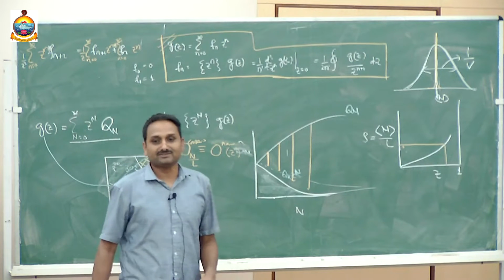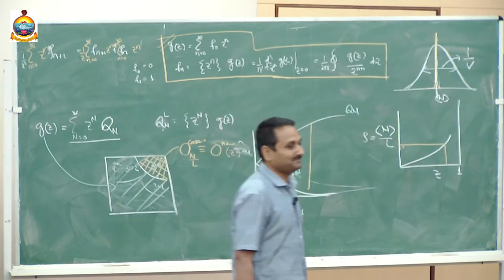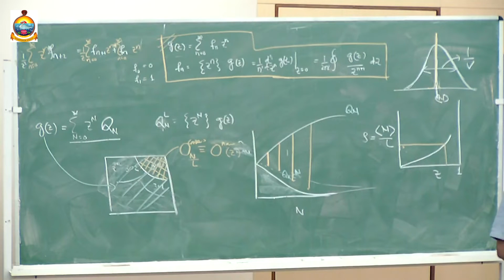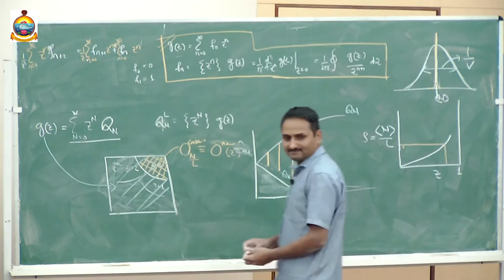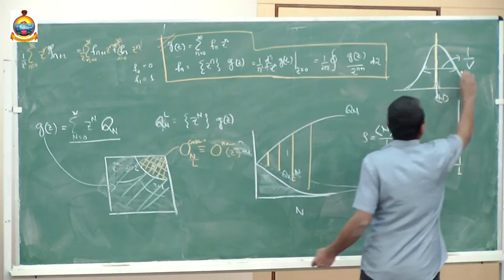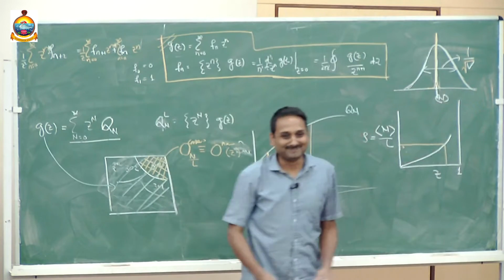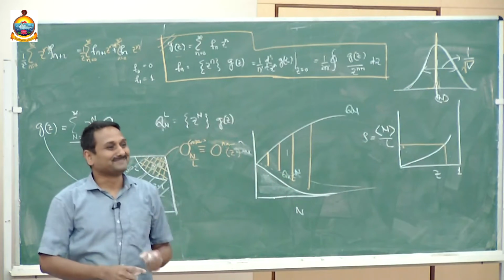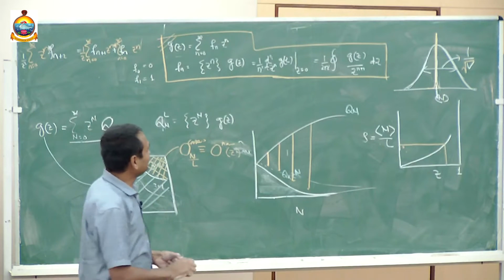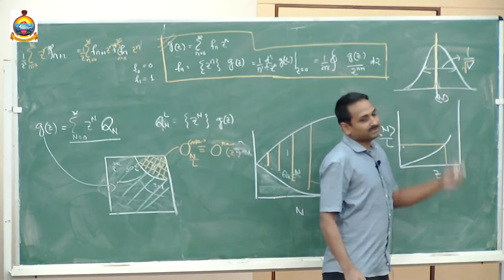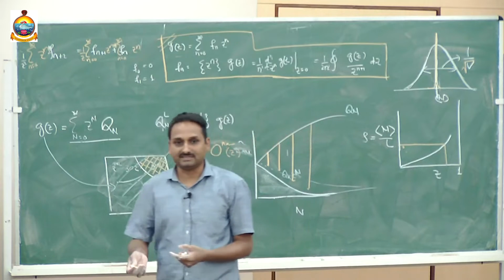Mostly it holds. You may construct pathological examples where it may be violated, but mostly it is true. Sorry, all the time I said 1 by root v, but when I wrote it, it is 1 by square root of v. So this goes as 1 by square root of v. So that's the ensemble equivalence.